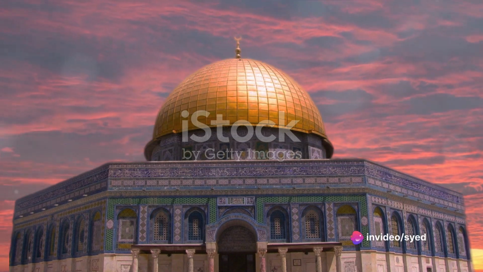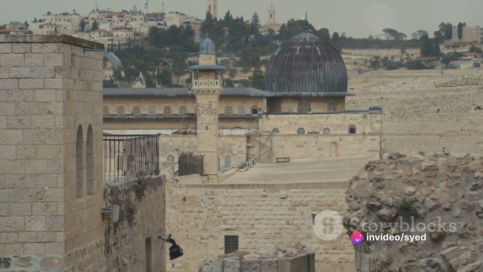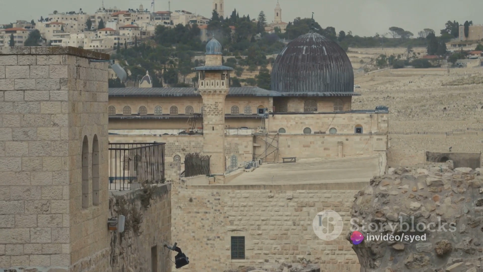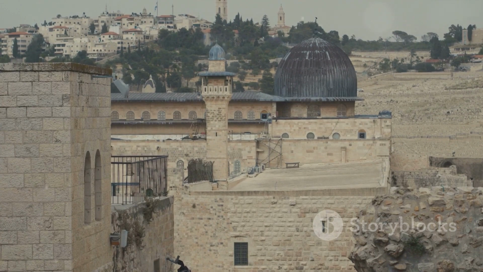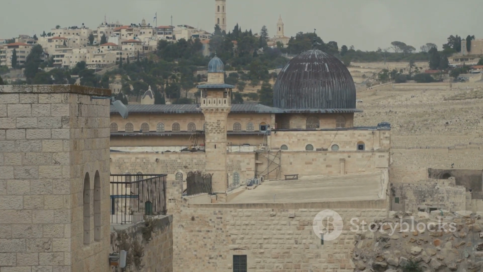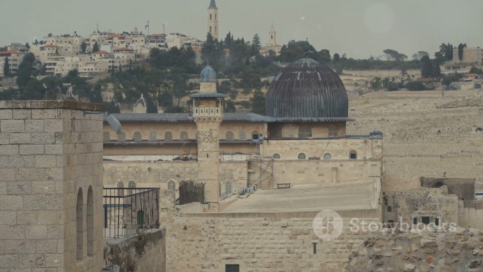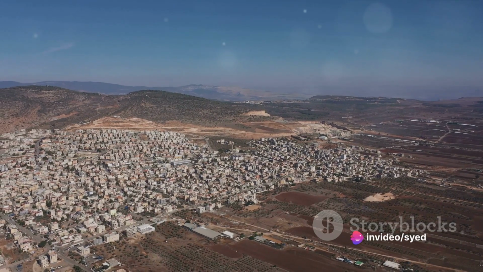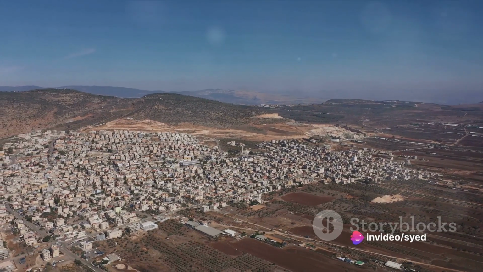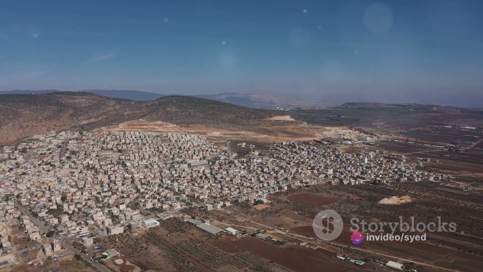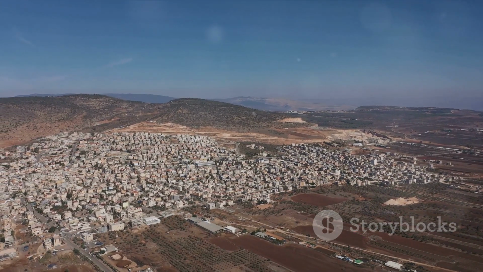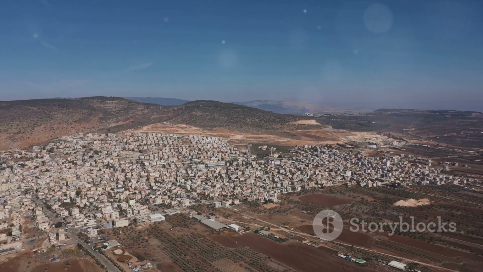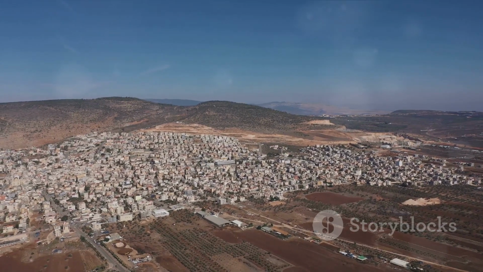The tensions reached a boiling point when Israeli police decided to raid Al-Aqsa Mosque, one of the holiest sites in Islam. This move was met with widespread condemnation, and the response was swift and severe. In retaliation to the raid, rocket attacks were launched, followed by counter-airstrikes. It was as if a match had been struck, igniting a powder keg of resentment and anger that had been simmering under the surface for decades.